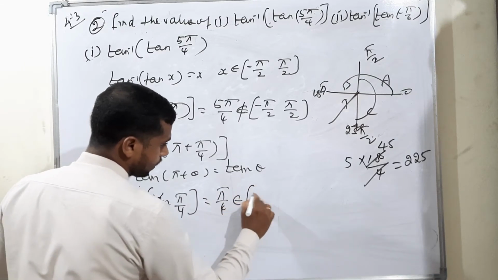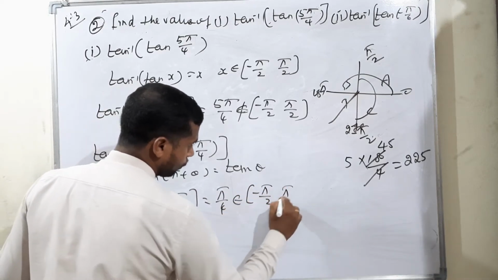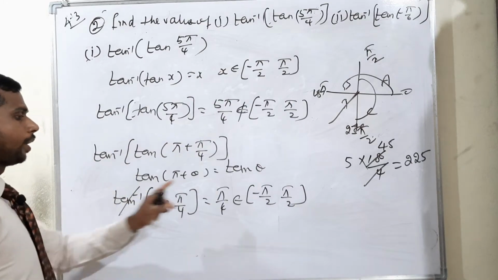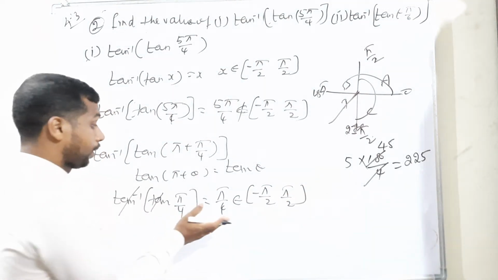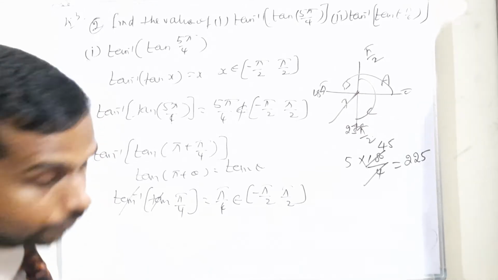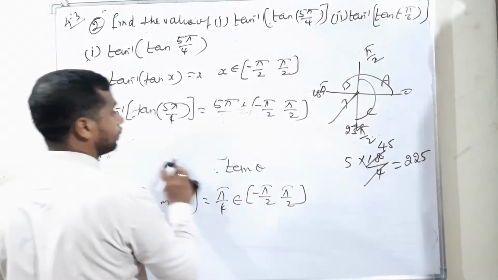Now, you can say it lies in negative pi by 2 to positive pi by 2 because 180 divided by 4 means 45. It lies in negative 90 to positive 90. Okay, subdivision 1 is over. Moving to subdivision 2.